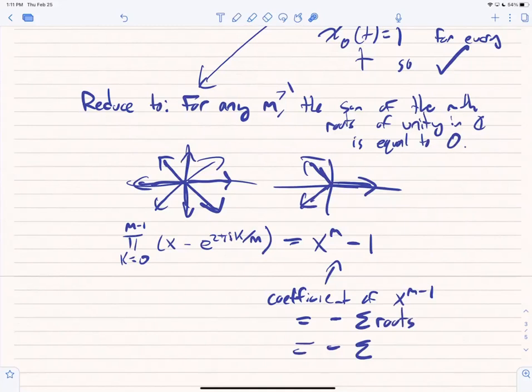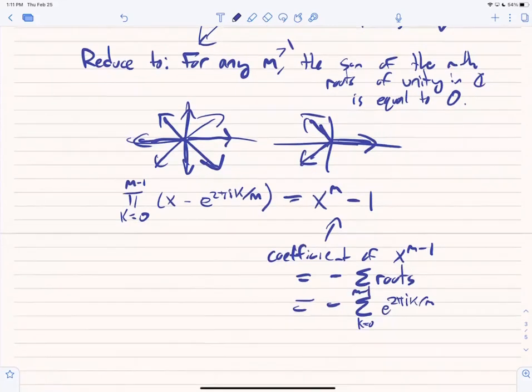So this is minus the sum of all of the mth roots of unity, and this is equal to 0 unless m is equal to 1. Otherwise, it's 1, but of course the sum of all the first roots of unity is 1. Are there any questions about this statement?